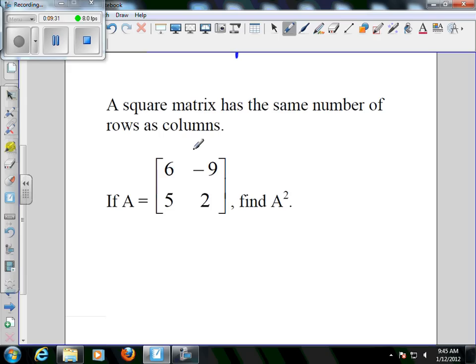Next, we're going to talk about square matrices. A square matrix has the same number of rows as columns. So this is a 2 by 2. That makes it a square matrix. A 3 by 3 or a 4 by 4 matrix is also a square matrix. And you're asked to find A squared here. So basically, if you square something, you multiply it by itself. So we're going to take this matrix and multiply it by itself.